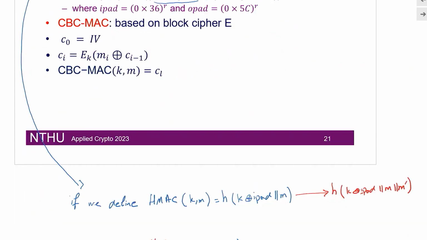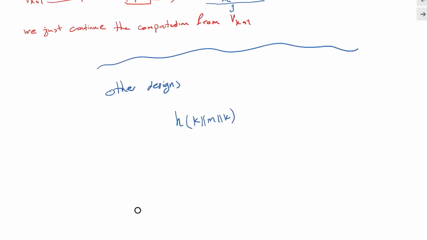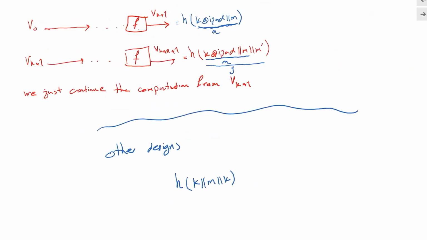So I think if you check other HMACs, especially the protocols that are used widely on the internet, you will end up seeing some design like this one. So now you know the reason why we should do this.